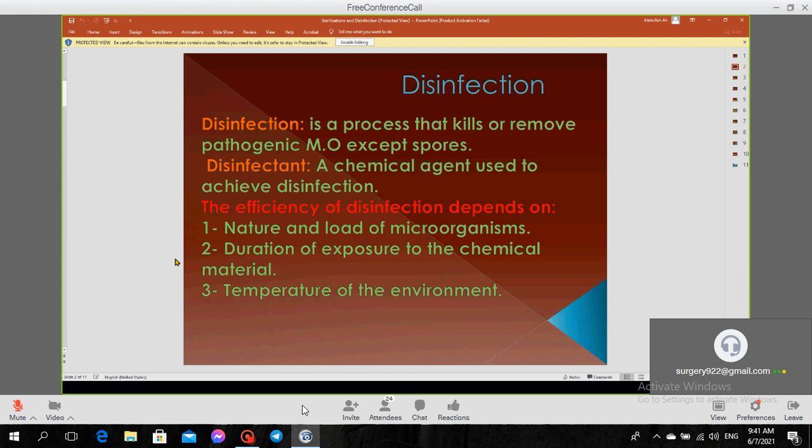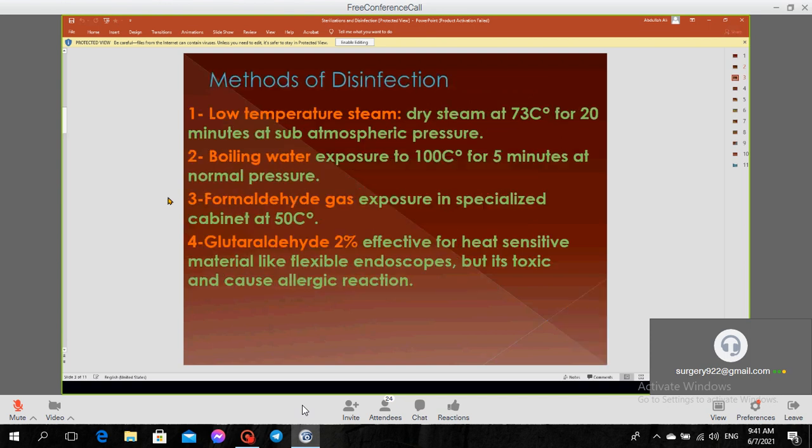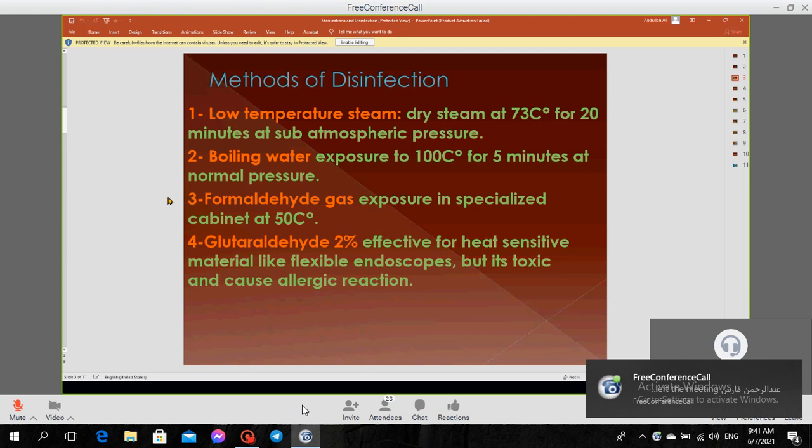Disinfectant is a chemical agent used to achieve disinfection. How can we get the best efficiency of disinfection? This will depend on 3 points. First, the nature and load of microorganism. Second, the duration of exposure. Third, the temperature of the environment. هذا الحكي راح ترجعونه هسه بالميثود اوف ديسانفكشن. تعرفون ايش معناها هذول الثلاث نقاط اللي يعتمد عليها فعالية الديسانفكتنت.